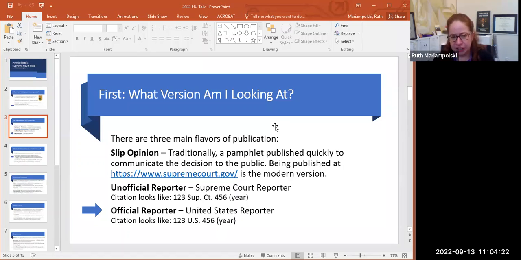There's also something called an unofficial reporter. And in the United States, our unofficial reporter is called the Supreme Court Reporter. If you see, I've listed what the citation looks like. It's one of the biggest hints that you're looking at the unofficial reporter and not the official reporter. It will say something like S. Ct. in the middle, for Supreme Court. The official reporter is the United States Reporter, and the citation has U.S. in the center. So those are the three kinds of opinions.